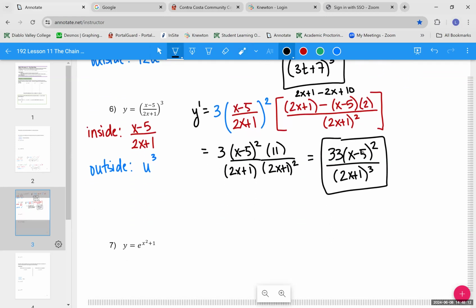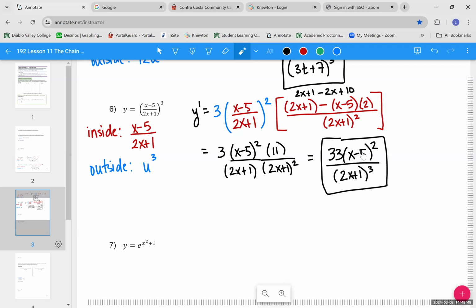Okay, number 6. So we mentioned this. My outside is going to be u to the third, and my inside is this quotient. So the derivative of the outside would be 3u squared. And then I need the quotient rule to take the derivative here. So low d high minus high d low over low low. I just did a real quick calculation of multiplying that out. I saw that the two x's are going to cancel and I'll be left with just 11 on the top over the 2x plus 1 squared.